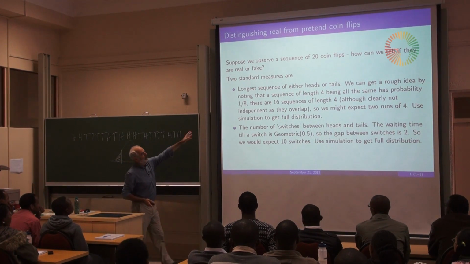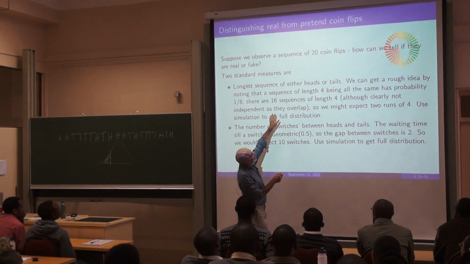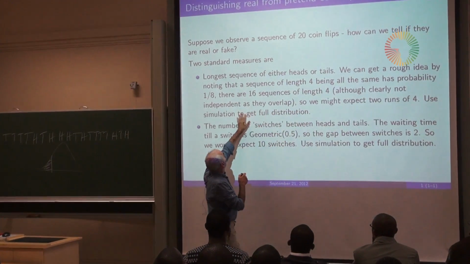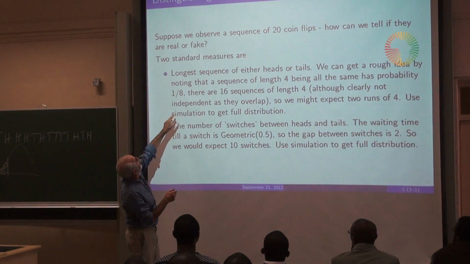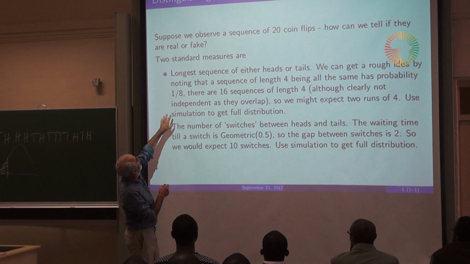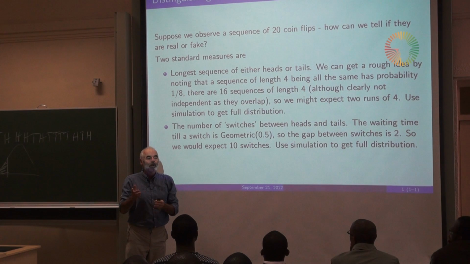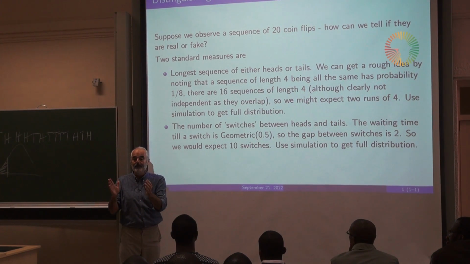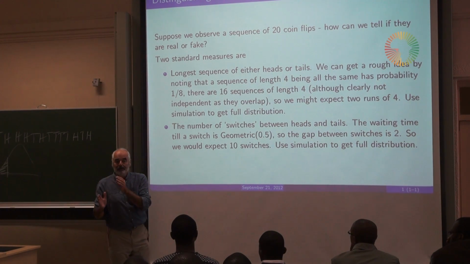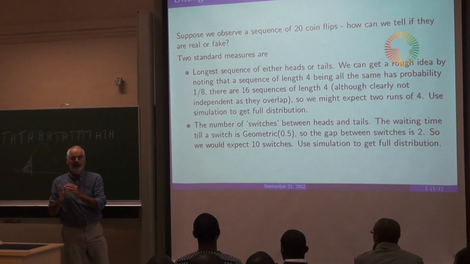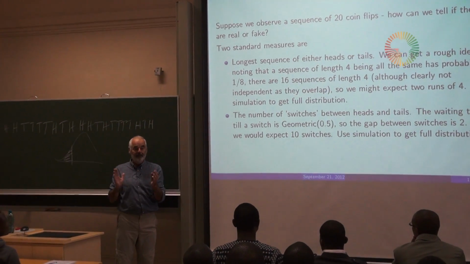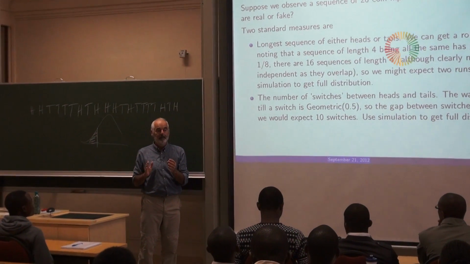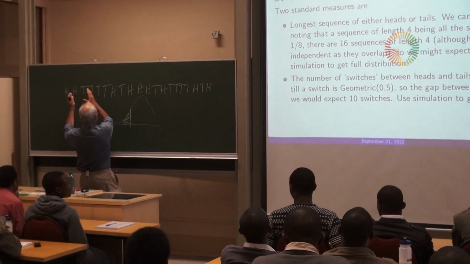Very roughly, you could say a sequence of length 4 being all the same has probability 1/8, because it's 1/16 of getting 4 heads and 1/16 of getting 4 tails, and so it's a 1/8 chance of getting a sequence of any 4 the same. But there are lots of possible sequences of 4.